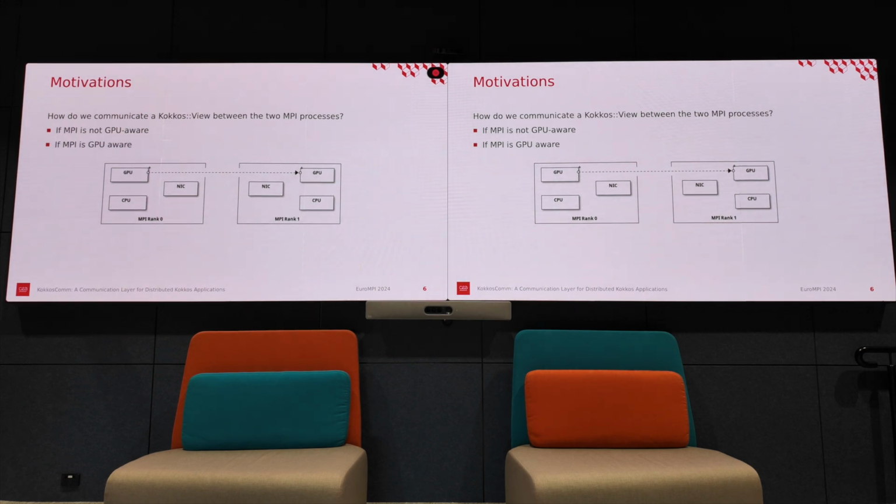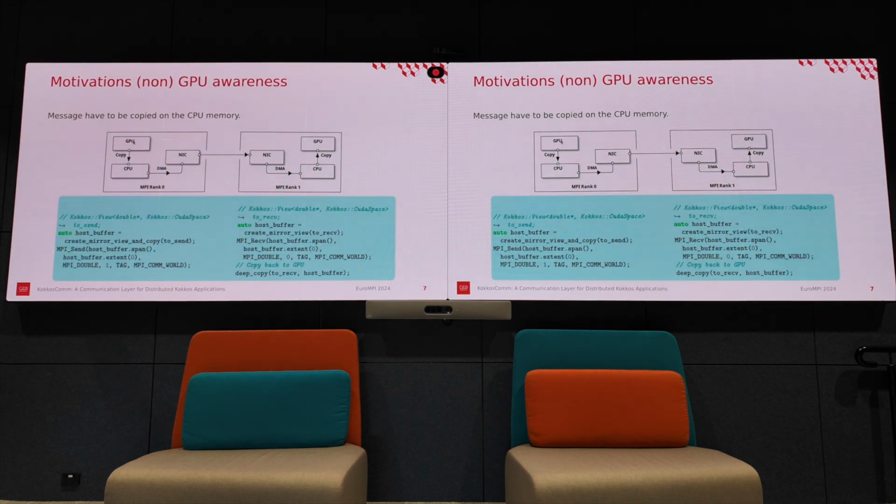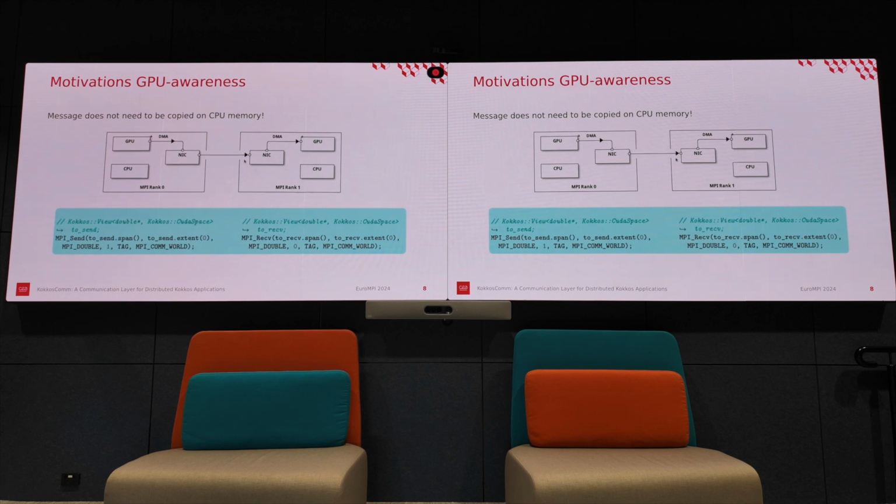So, as I said before, the motivation is how to communicate a Kokkos view between two MPI processes. MPI can be GPU aware or not. If MPI is not GPU aware, we will probably want to send the data from the GPU to the CPU, and then go to the NIC and the other NIC, and we will have to do a copy. If the MPI is GPU aware or GPU direct, the data will be sent directly from GPU to the other GPU without passing through the CPU memory, so we don't have to copy.